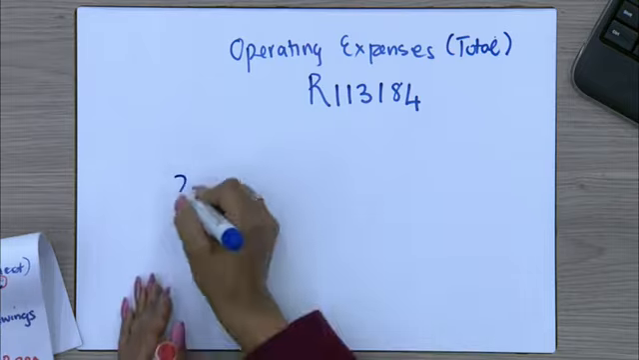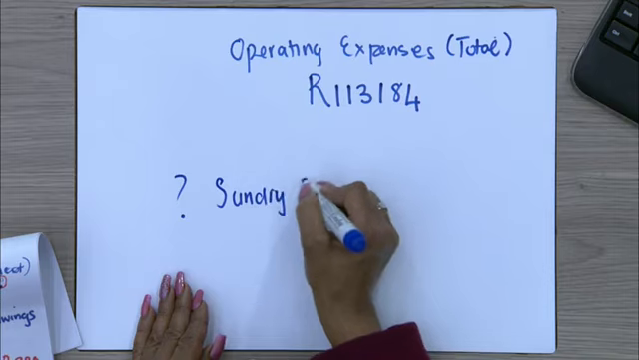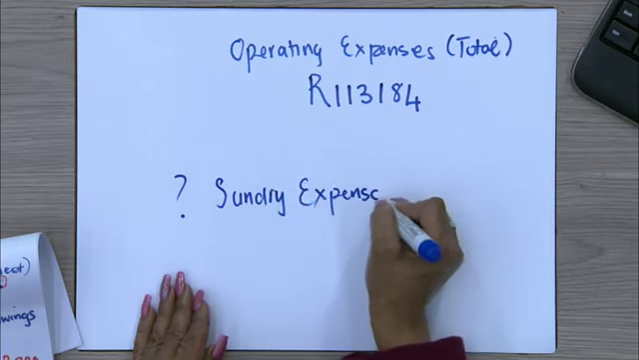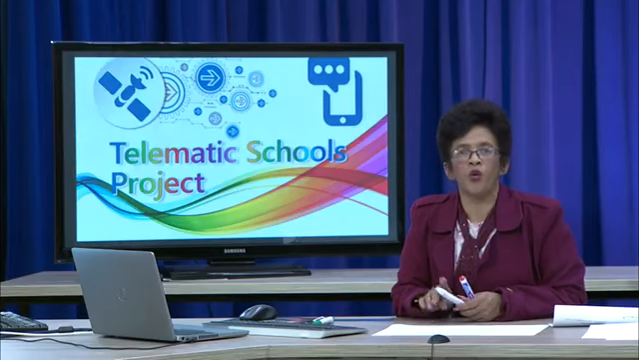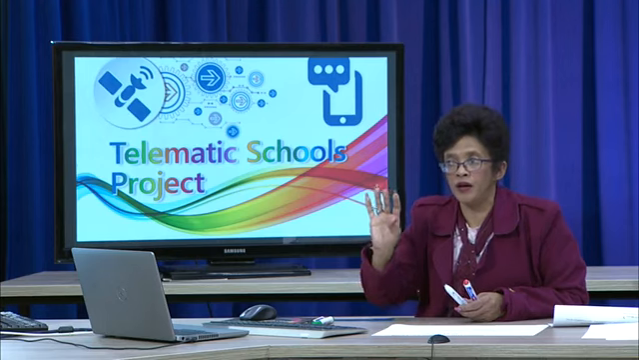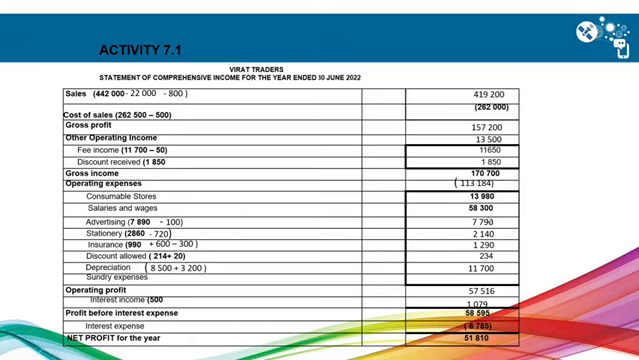We have a missing figure, and that missing figure is my sundry expenses. What will I do at this point in time to get what my sundry expenses are? The procedure is as follows. From the 13,980, which is my consumable stores, up until the 11,700. I'm going to give you a minute or two.